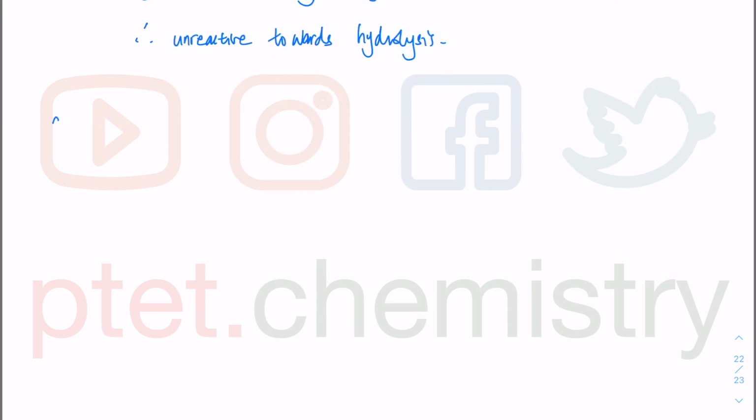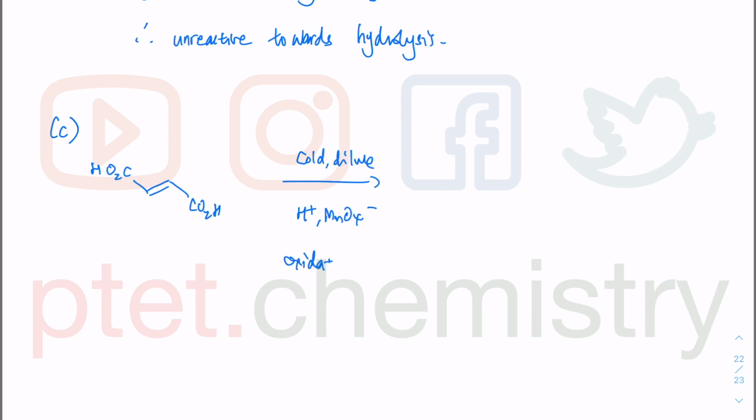Moving on to the next part of the question. So this is C. They say fumaric acid. Fumaric acid just now was the trans isomer. What was it just now? CO2H and CO2H. Now you can react it with cold dilute acidified MnO4 minus. This is still oxidation, but this is very mild oxidation of the carbon-carbon double bond, and you will get a diol, which is what they have shown you there.